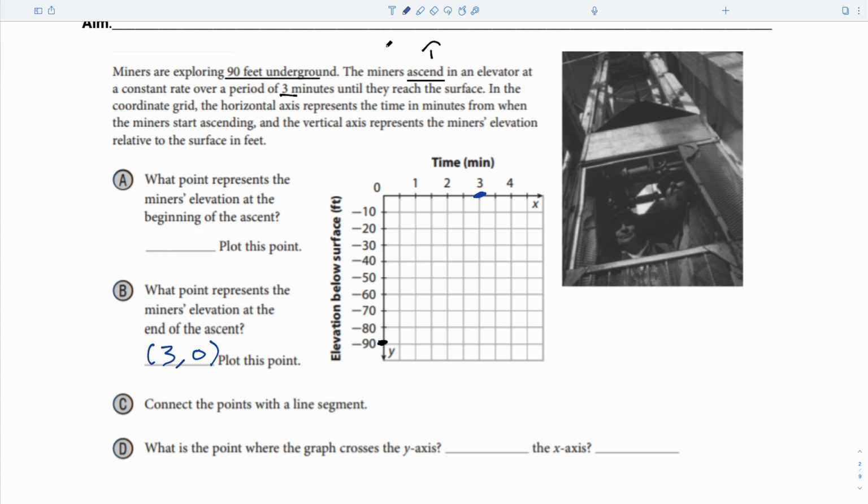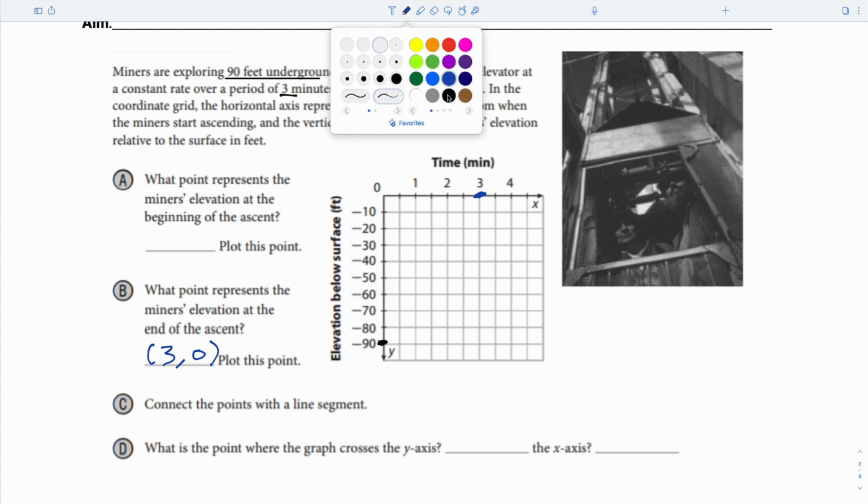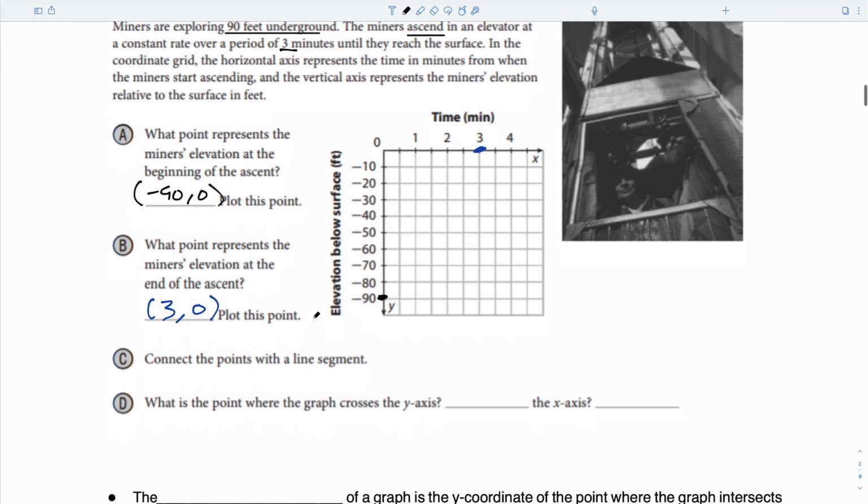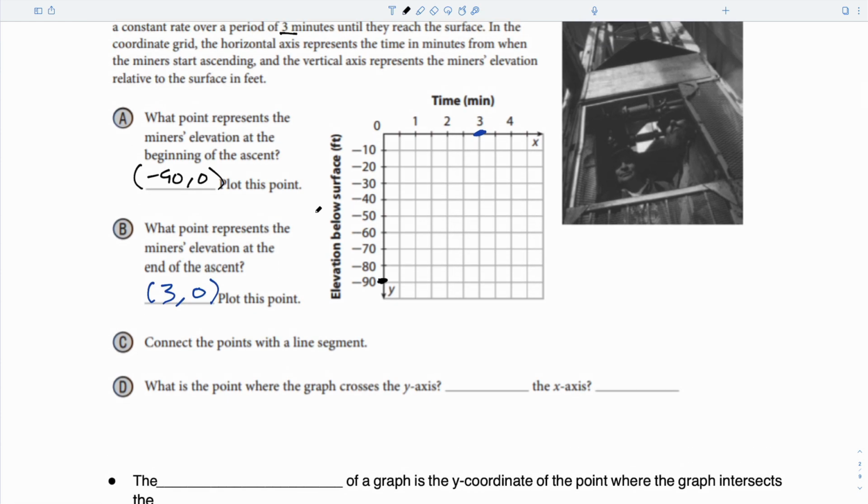Stan, what blunder did you catch? And your point is going to be negative 90, 0. So you go down 90, you go over 0 because it's at the start. 0 minutes is where it's beginning. Connect the points with the line segments.